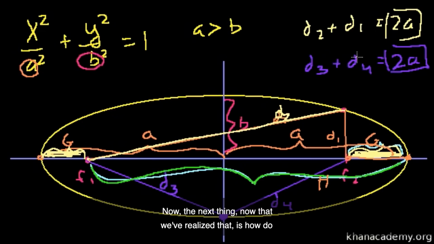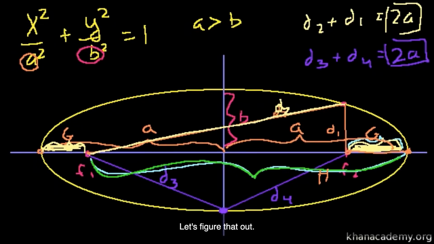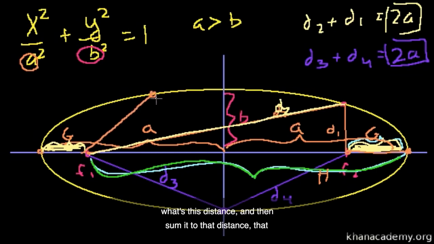Now the next thing, now that we've realized that, is how do we figure out where these foci stand? Or if we have this equation, how can we figure out what these 2 points are? Let's figure that out. So the first thing we realize is that no matter where we go, it was easy to do it with these points. But even if we take this point right here and ask what's this distance, and then sum it to that distance, that should also be equal to 2a. And we could use that information to actually figure out where the foci lie.